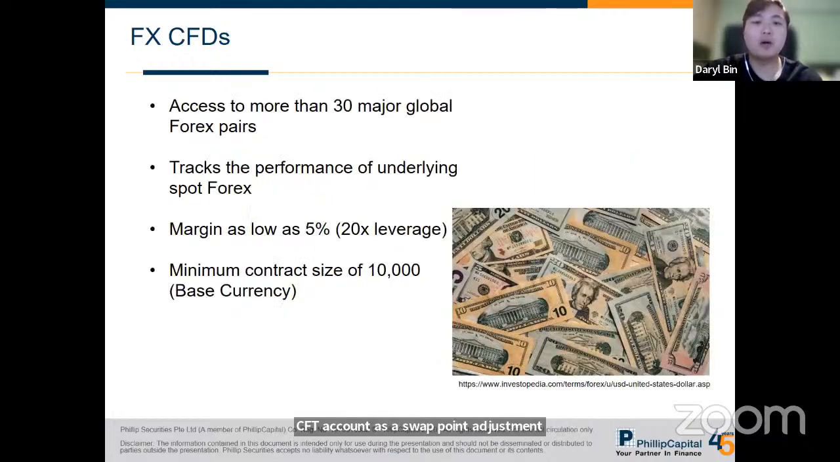Based on our platform, we have access to more than 30 major global Forex pairs, and it tracks the performance of the underlying spot Forex. The margin is as low as 5%, which is around 20 times leverage, and the minimum contract size is 10,000 for the base currency.